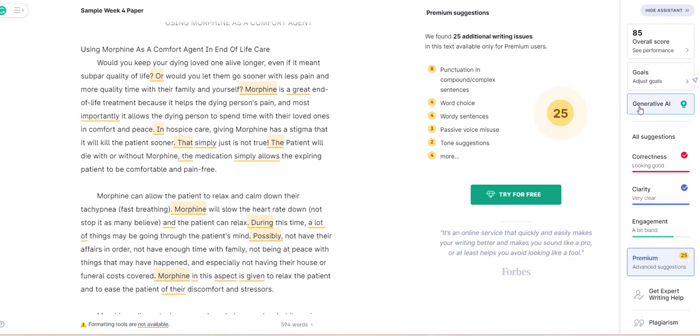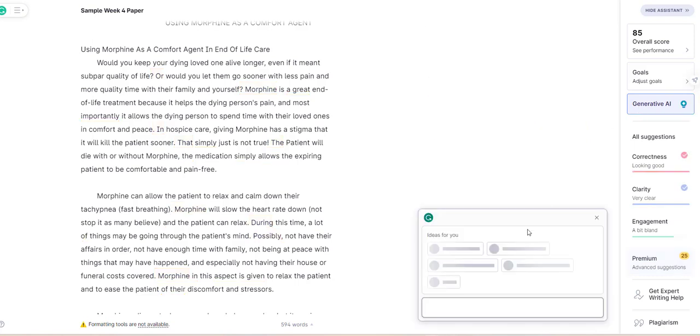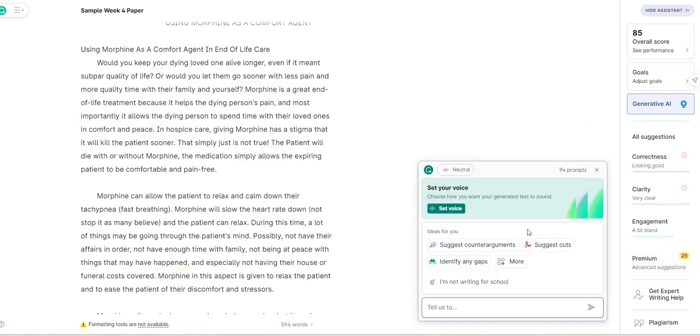Now, Grammarly Go. Many of you have been asking, what's Grammarly Go? What does that mean? Okay, so you click on generative AI. That's Grammarly Go. It's that simple. Okay, this is what your Grammarly Go is.